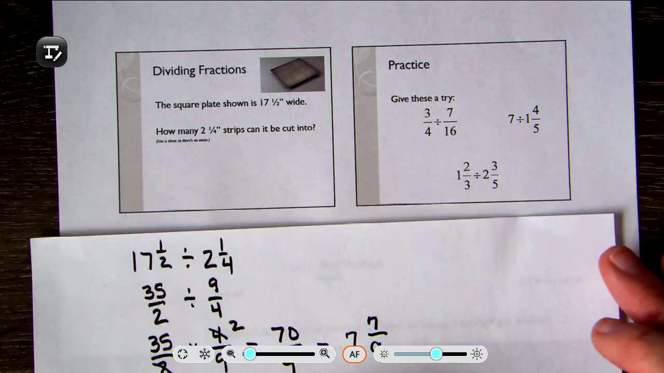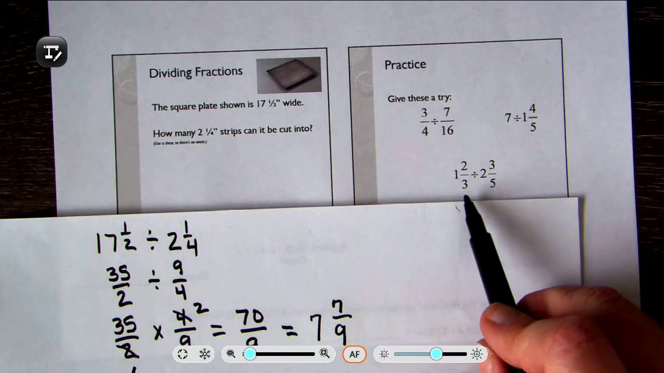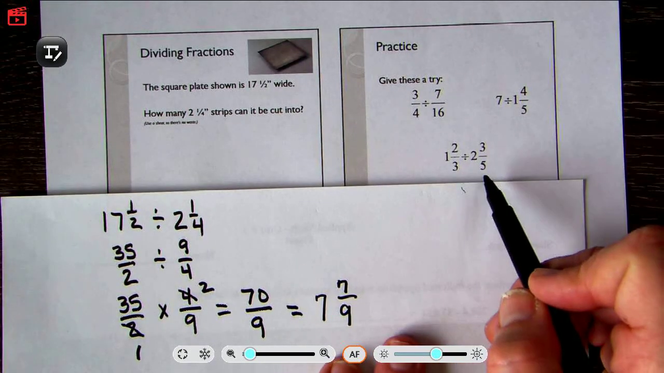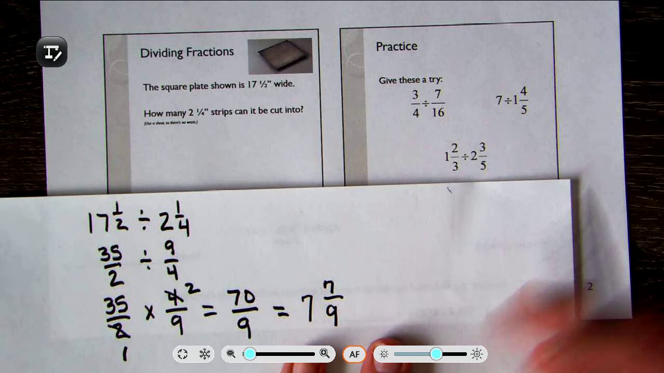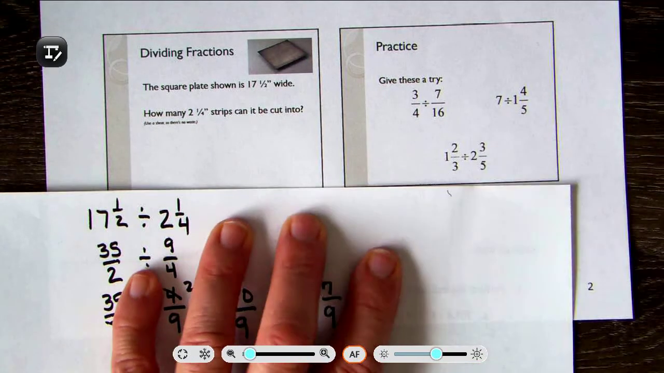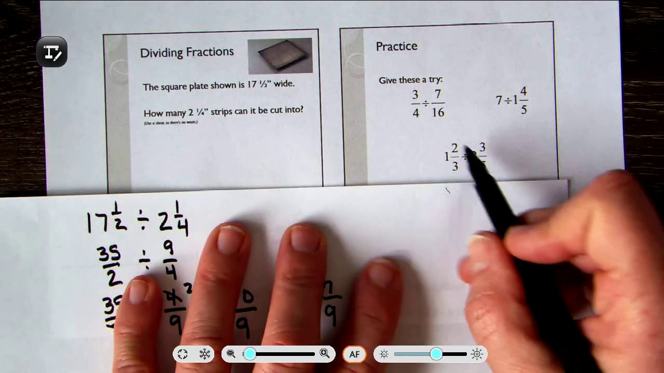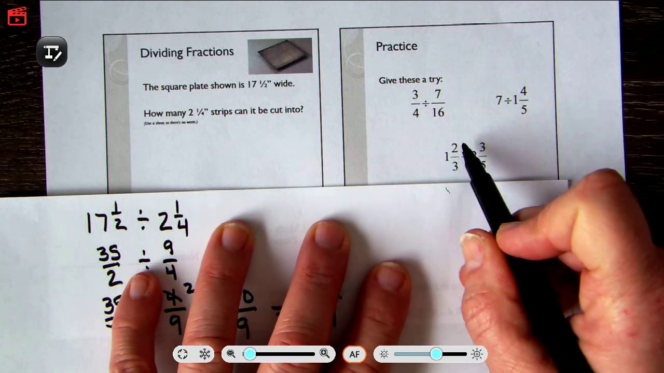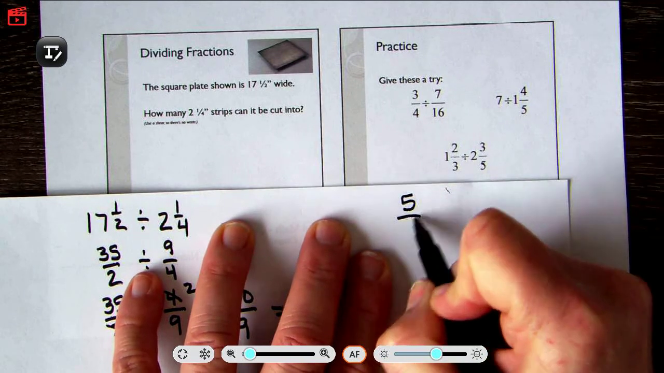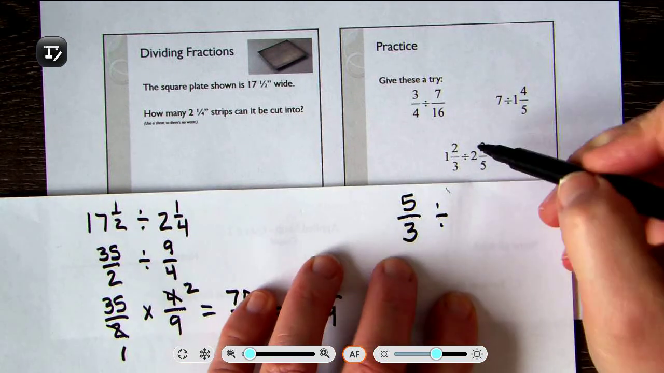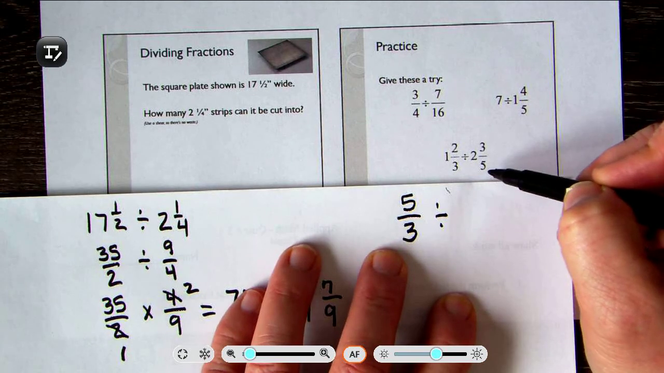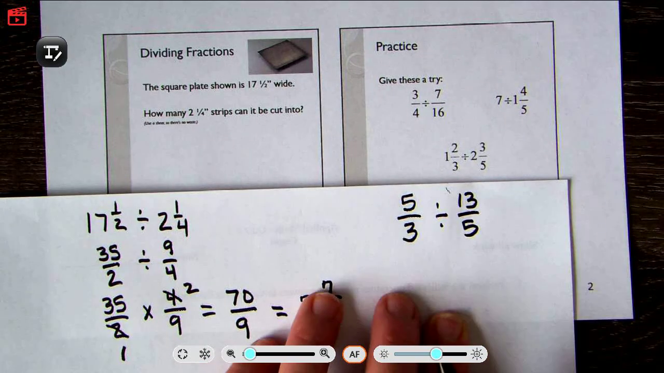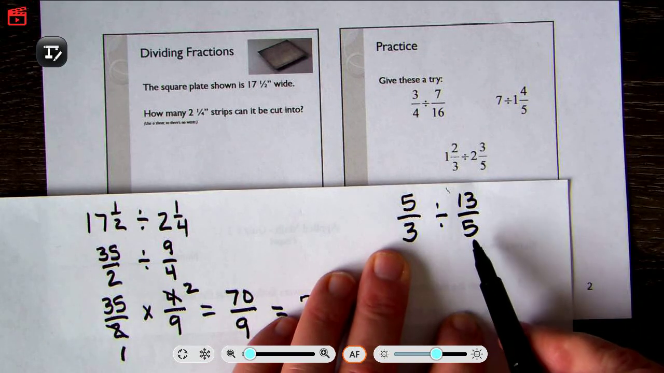All right, let's do one more. Let's do this bottom one because that's going to require the most work. 1 2/3 divided by 2 3/5. First thing I'm going to do is change them to improper fractions. So 1 times 3 is 3 plus 2 is 5/3, divided by 2 times 5 is 10 plus 3 is 13/5. Okay, so first thing, this is just one step, changing them to improper.